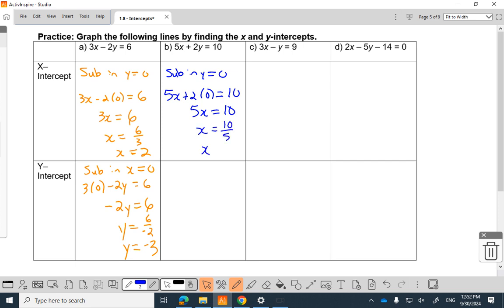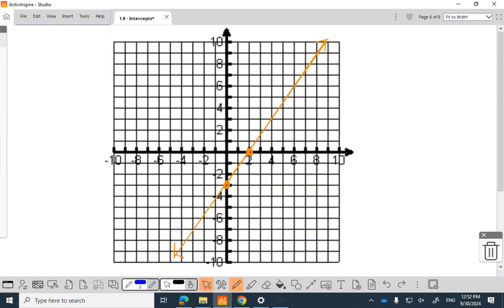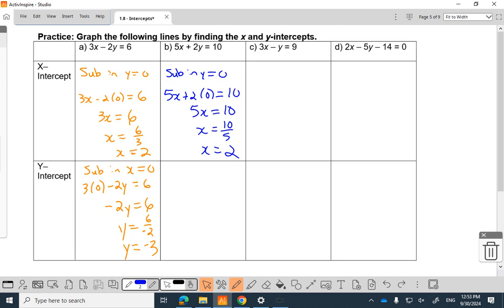And what is 10 divided by 5? 2. Okay. But let's jump ahead, just in case you're wondering what I'm going to do with that. The x-intercept is 2. Where do I put that on this graph? At 2. Same spot. That one had the same x-intercept as the previous one. That was weird how that one worked out. Let's see if it has the same y-intercept.